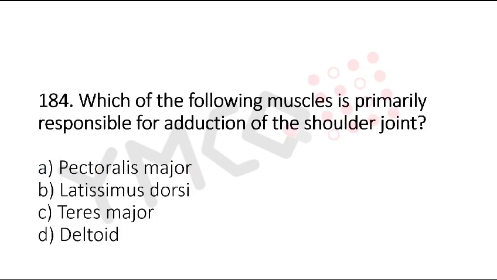Now let's move to question number 184. Which of the following muscles is primarily responsible for adduction of the shoulder joint? Option A, pectoralis major. Option B, latissimus dorsi. Option C, teres major. Option D, deltoid. And the answer is option A, pectoralis major.